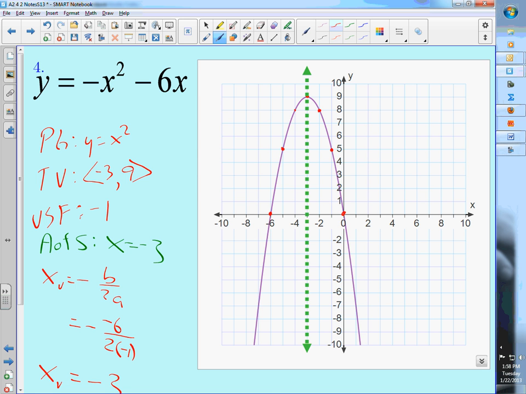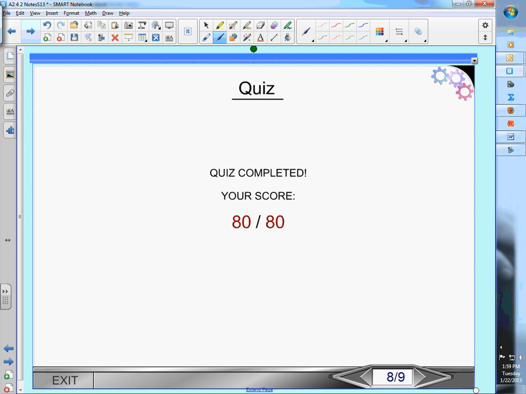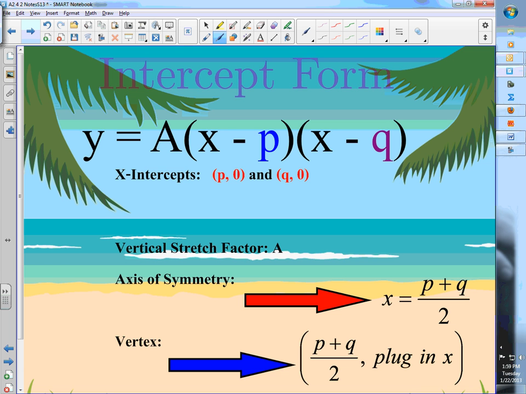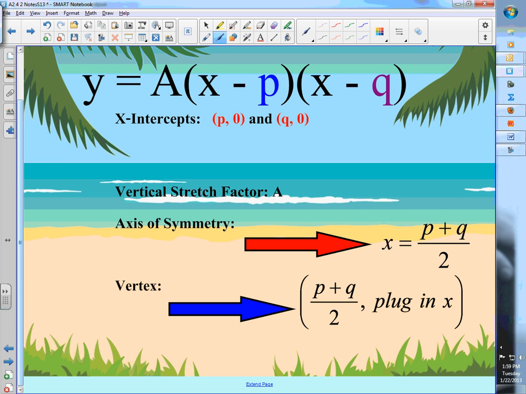So when you're looking at intercept form, you can find your intercepts at (p, 0) and (q, 0), add p and q together and divide by 2, and that's the x-coordinate of your vertex. It's also the equation for your axis of symmetry. Once you know x, how do you find y? Plug it in. Just take whatever you get here, plug it in for x, and you'll solve for y.